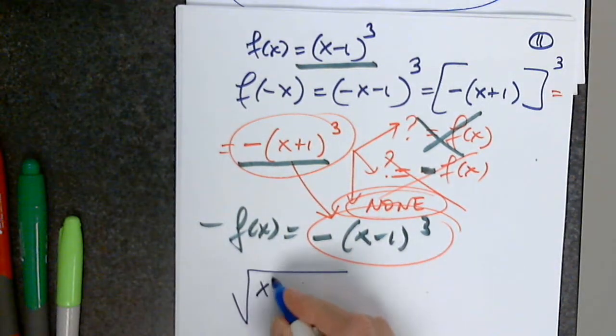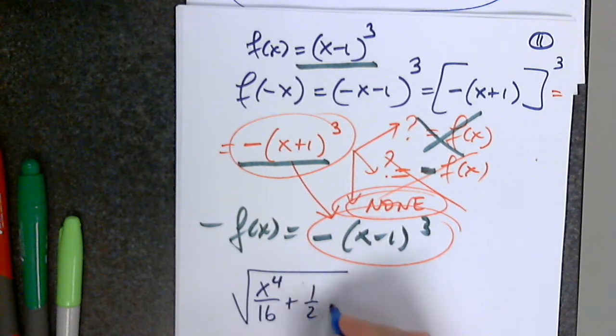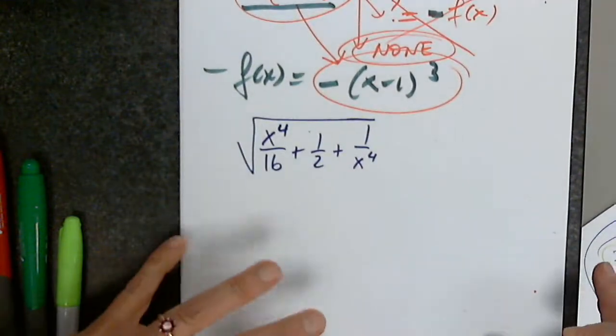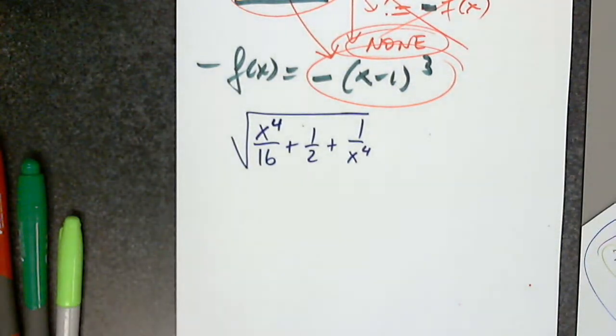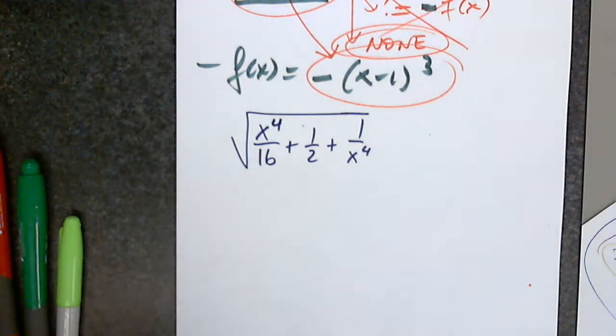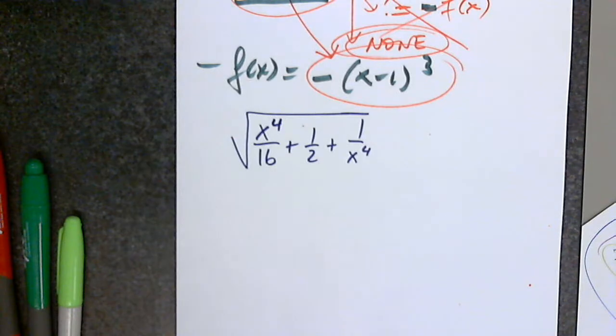So we have the square root of x to the 4th over 16 plus 1/2 plus 1 over x to the 4th. Is this on your newer handout, the same problem? Problem 4? Yes. Okay, perfect. I'm asked to simplify. And we said from the beginning, there are 2 key words in algebra, in pre-calculus and calculus. Factor, simplify, factor, simplify, factor, simplify. That's why we had that first agreement.